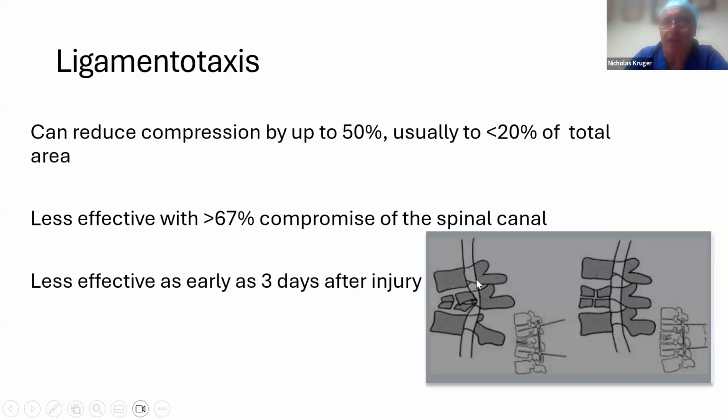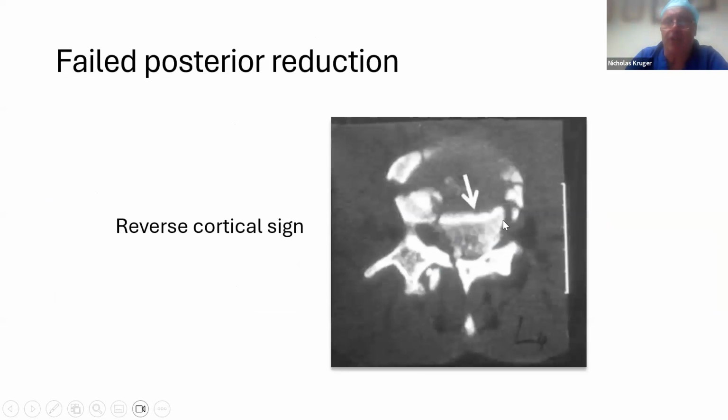So by fixing below and above and distracting, you're using ligamentotaxis to align the fragments, and you're indirectly decompressing the canal. Occasionally one of these posterior fragments flips around, and we call it the reverse cortical sign. So this cortex, this is cancellous bone, which should be inside the body, is now flipped around and sitting in the canal. This is a reverse cortical sign, and that means the PLL is disrupted, and you can't get this back by ligamentotaxis. So if you see the cortex on the wrong side, this is unlikely to reduce with ligamentotaxis.